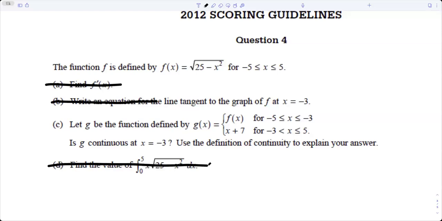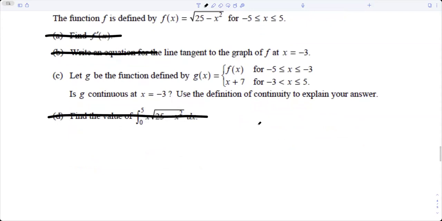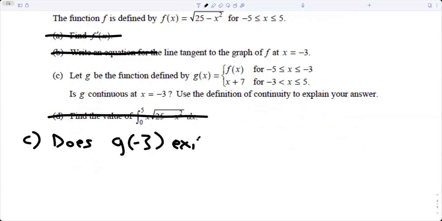Okay, so we're going to look at part C. So let's take a look. Let G be the function defined by G of x is equal to f of x for x between -5 and -3 inclusive, and x plus 7 for x between -3 and 5. Is G continuous at x is equal to -3? Use the definition of continuity to explain your answer. All right, so here we go. First thing, does G of -3 exist?